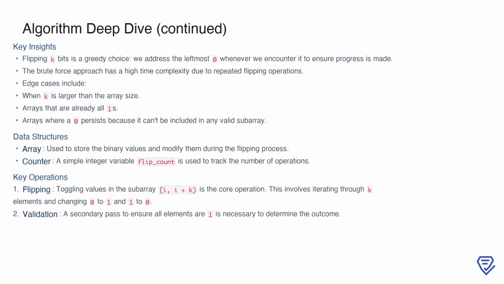Some important edge cases to keep in mind include scenarios where k is larger than the array size, arrays that are already all 1s, and cases where a 0 persists because it cannot be part of any valid subarray. The core data structures here include the input array itself, which undergoes modifications during the flipping process, and a counter variable flip_count to track the number of operations. The key operations involve toggling the values in the subarray i to i plus k during each flip and performing a secondary validation pass to ensure all elements are 1.